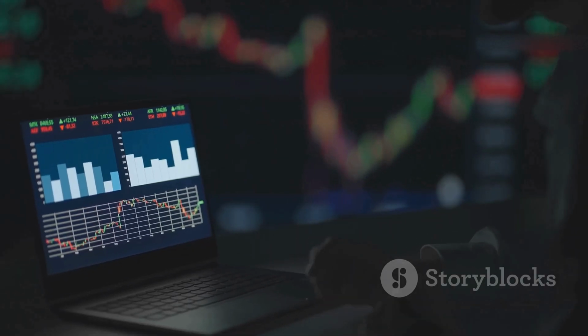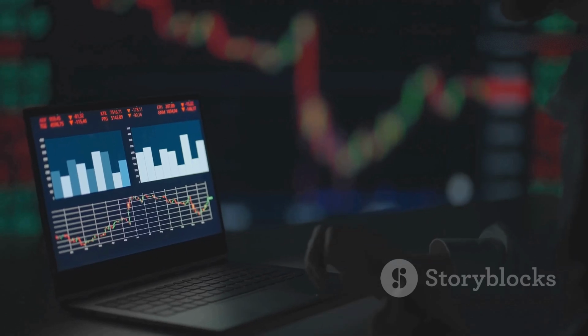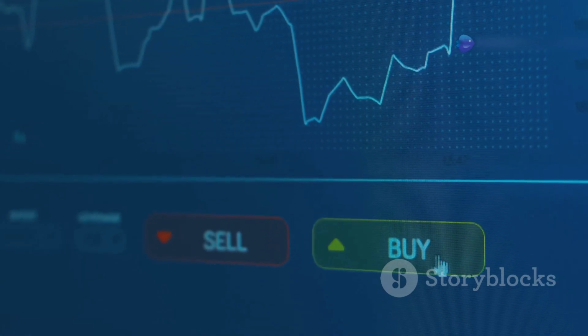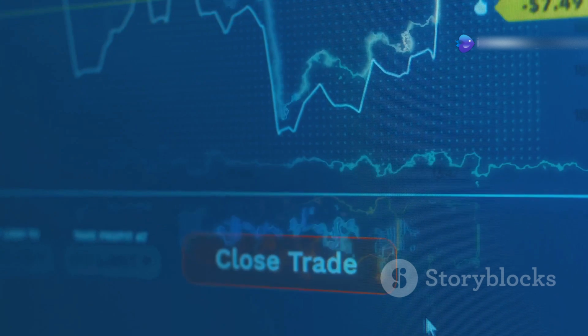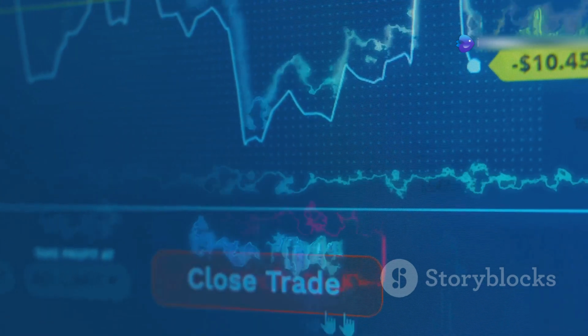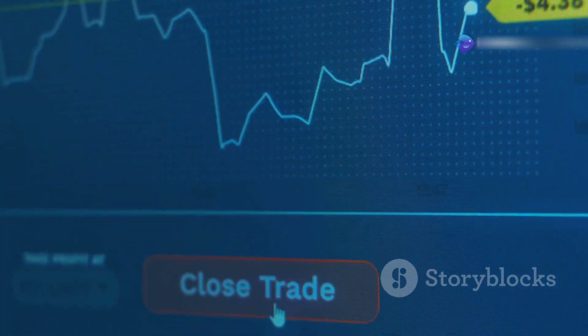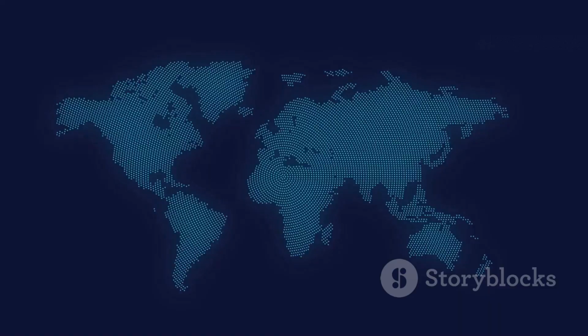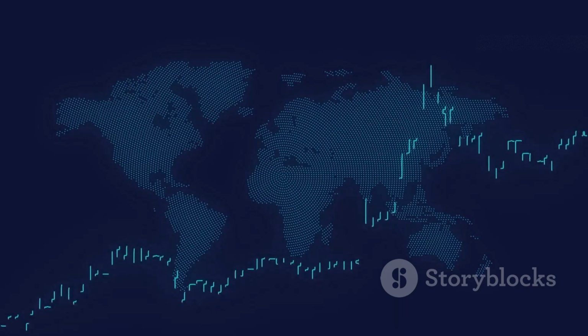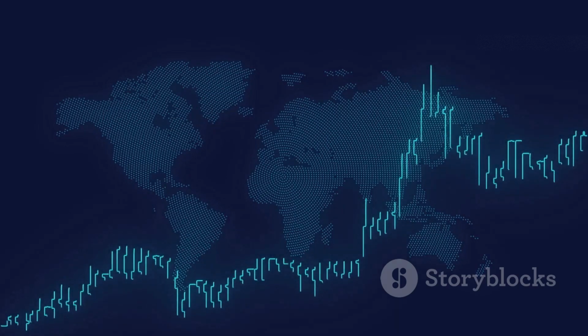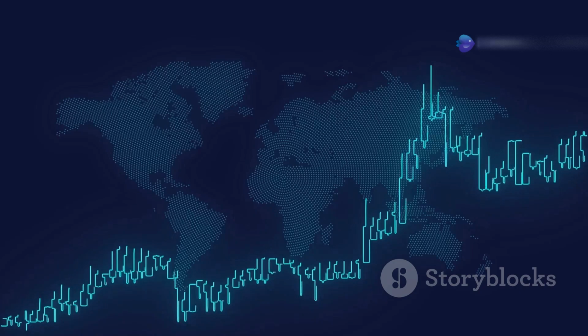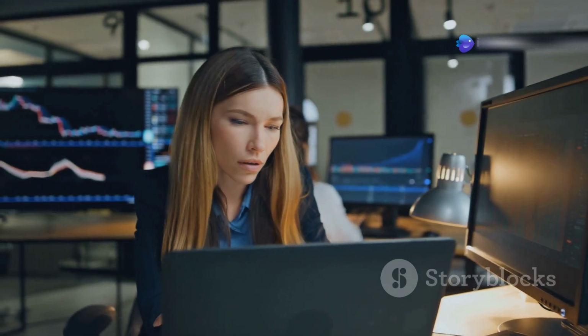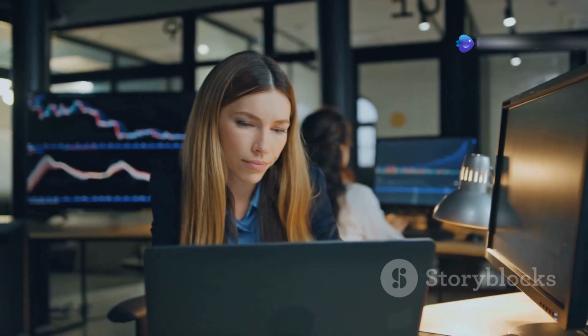Now if you've been thinking about dipping your toes into the exciting world of forex trading, you've come to the right place. But before you even think about clicking that buy or sell button, there's one crucial thing you absolutely need to know: how to choose the right currency pairs to trade. See, as a beginner, it can be super tempting to jump into the most volatile pairs out there, thinking you're going to make a quick fortune. But trust me, I've been there, and it usually doesn't end well.